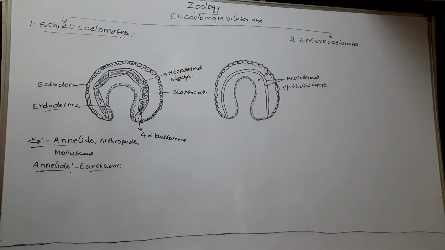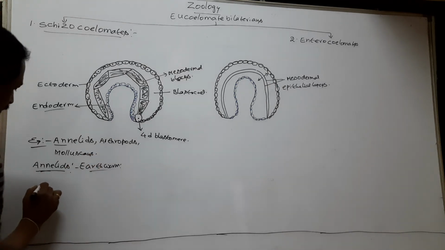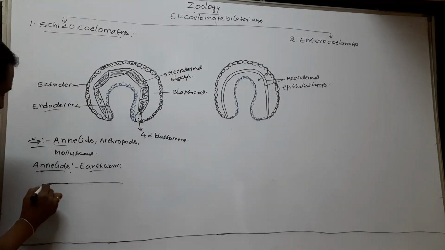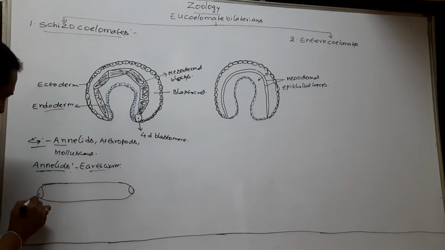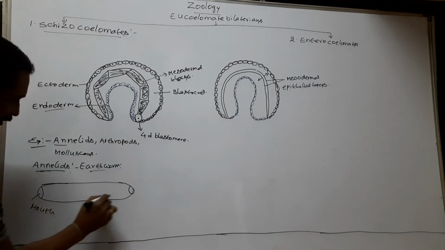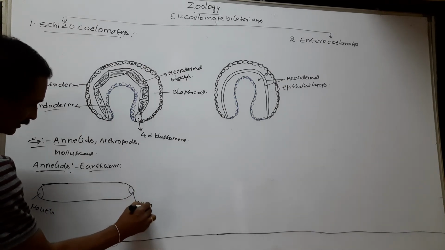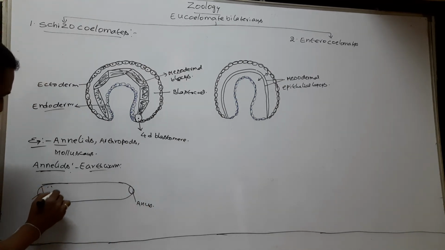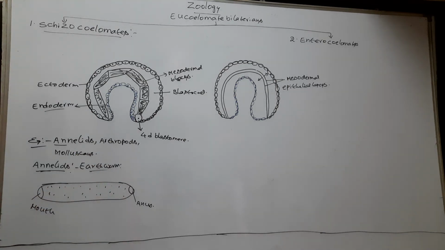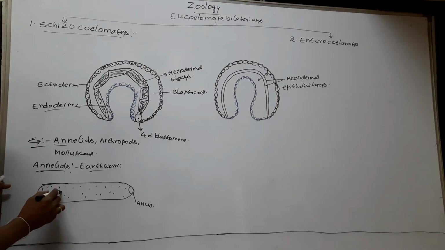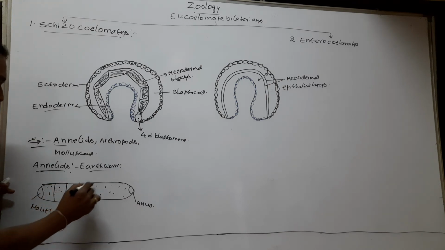In the earthworms or in the annelids, the schizocoelom, this is mouth, this is anus, this is the fluid filled schizocoelom or eucoelom or true coelom. So in the annelids, the true coelom or schizocoelom divides into compartments or chambers.